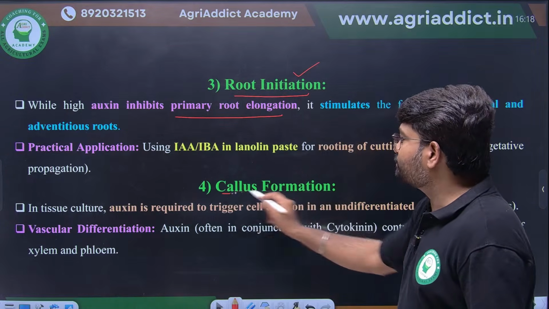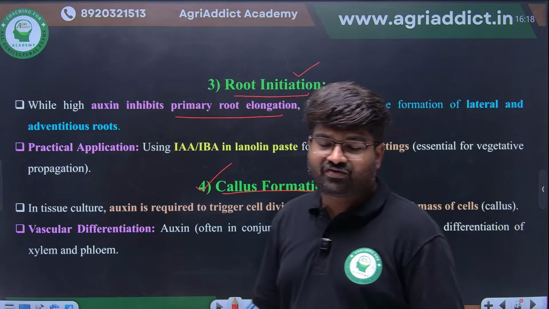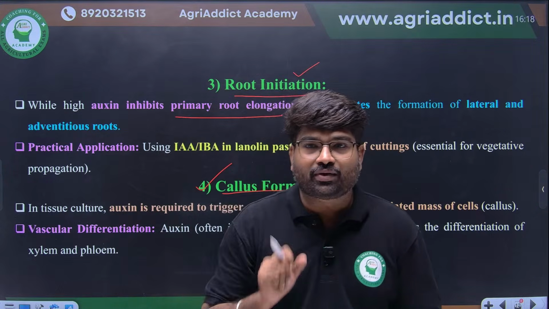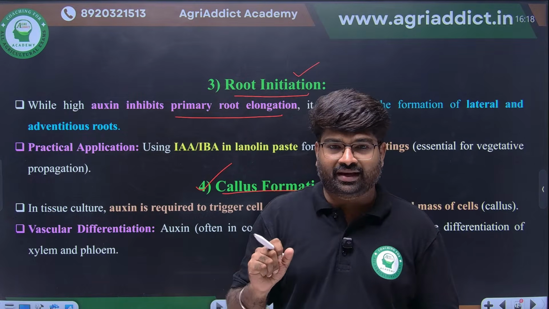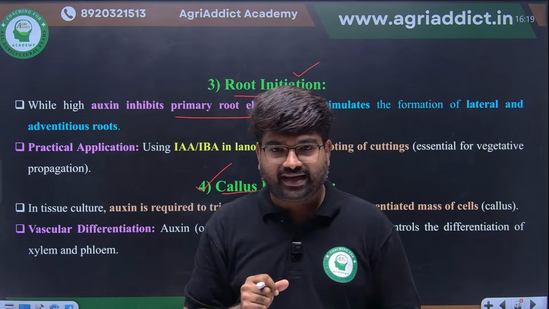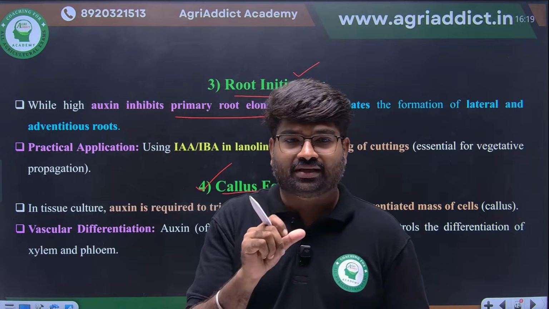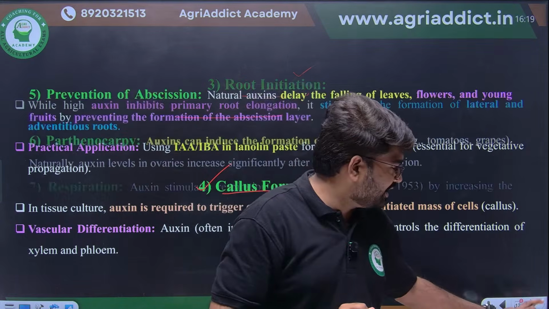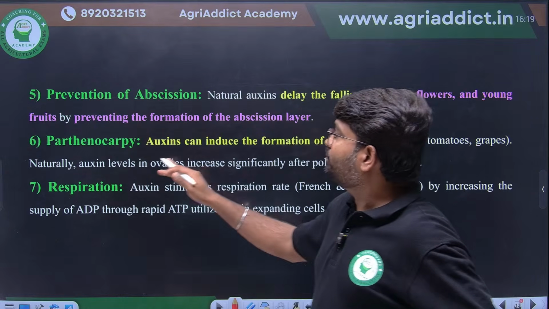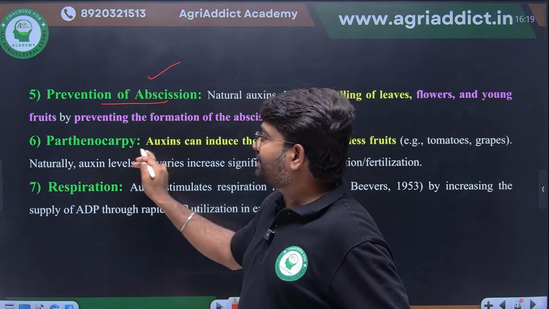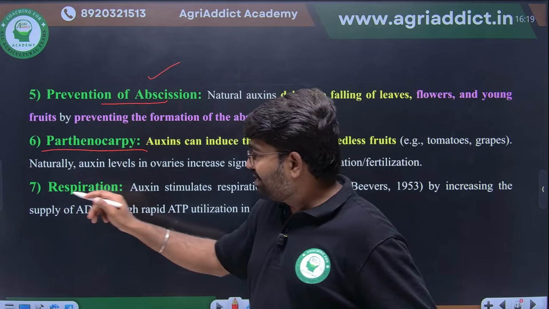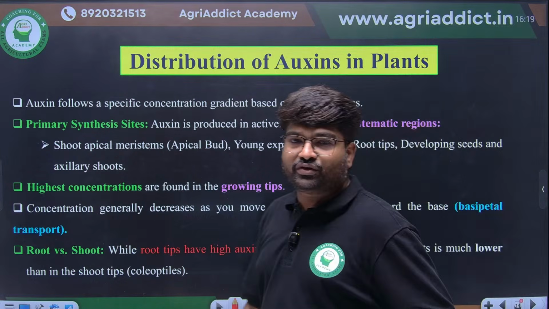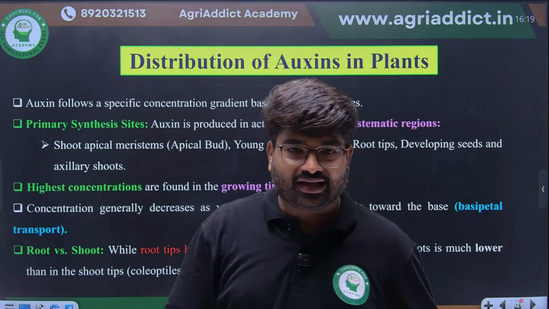Another thing is callus formation. This we already saw in our first lecture itself. For callus formation, we need equal concentrations of auxin and cytokinin. For promoting the root, we need a high concentration of auxin, and for shoot, we need a high concentration of cytokinin. This we have already discussed. And the most important thing, abscission will be prevented, parthenocarpic fruits can be produced, and auxin can also increase the rate of respiration.